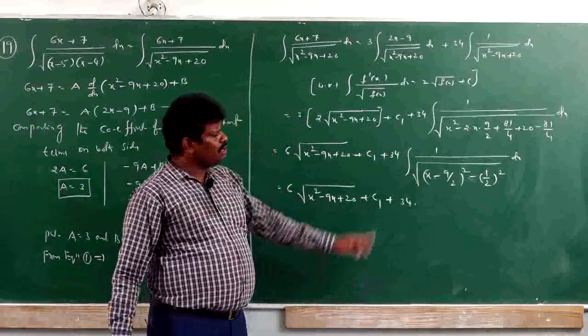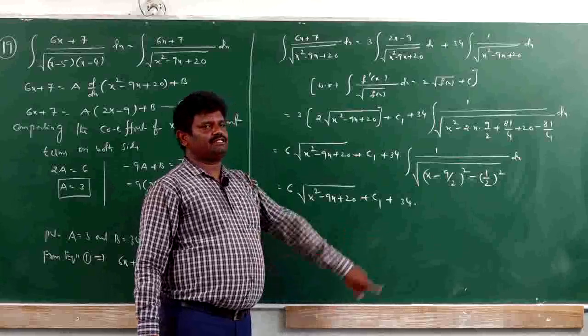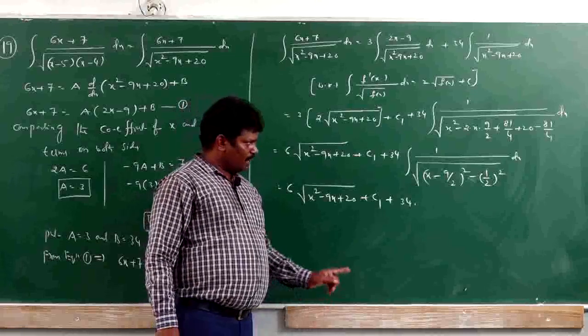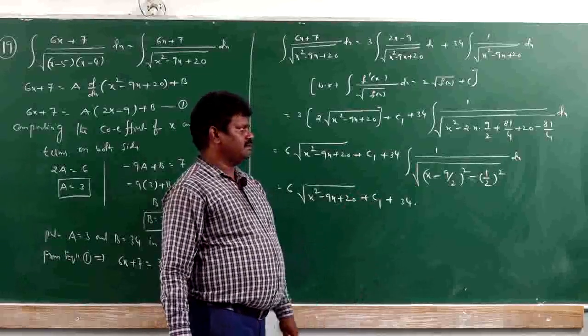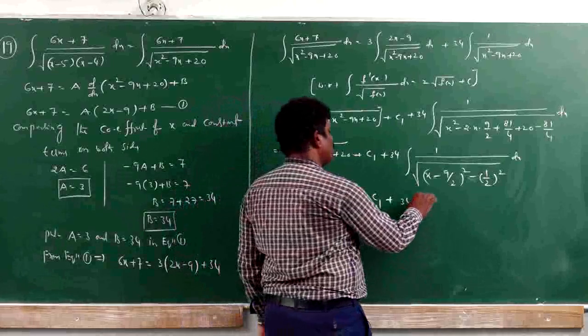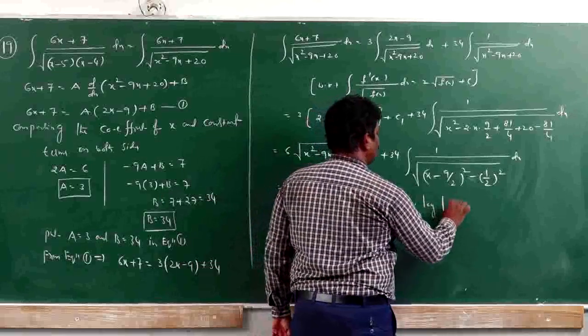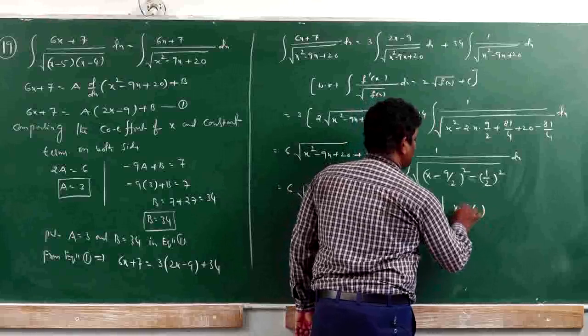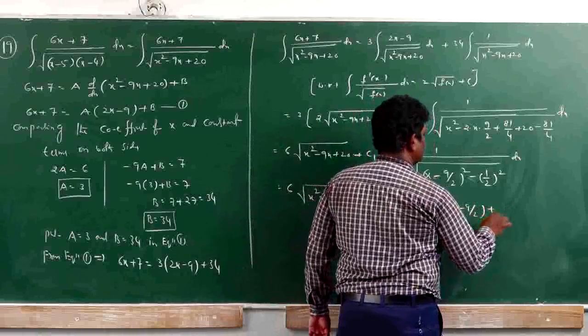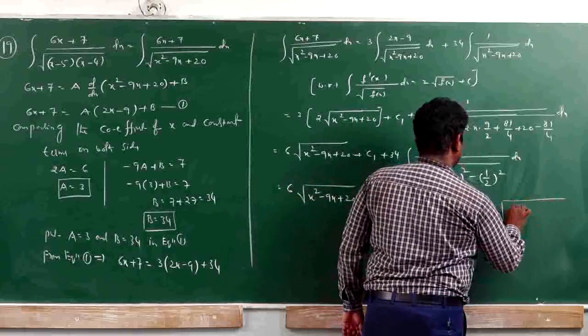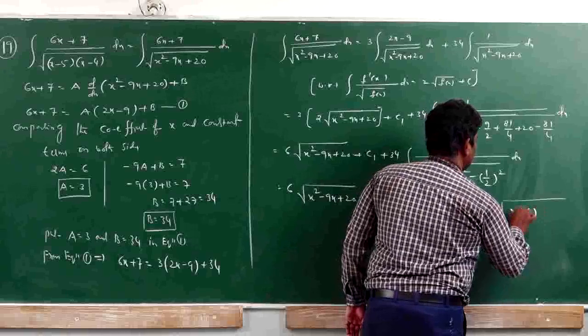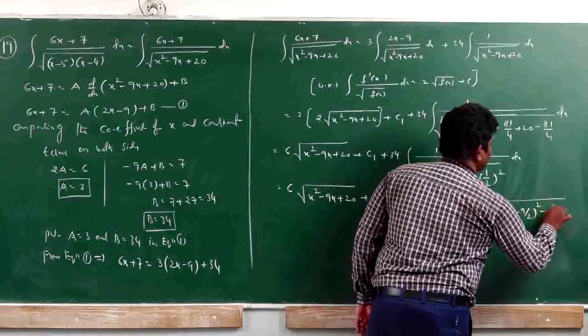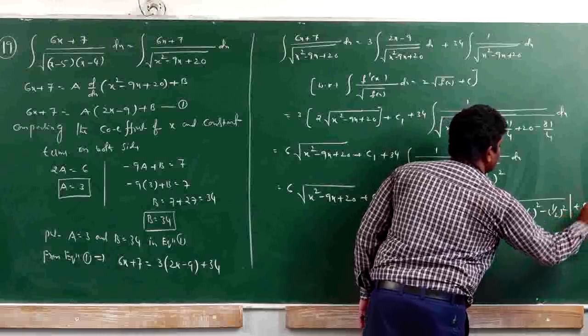This formula what? Integral of 1 by root of x squared minus a squared value. So log of this value, what we done here, log of (x - 9/2) plus square root of this value, (x - 9/2) whole squared minus (1/2) whole squared, plus c2 value.